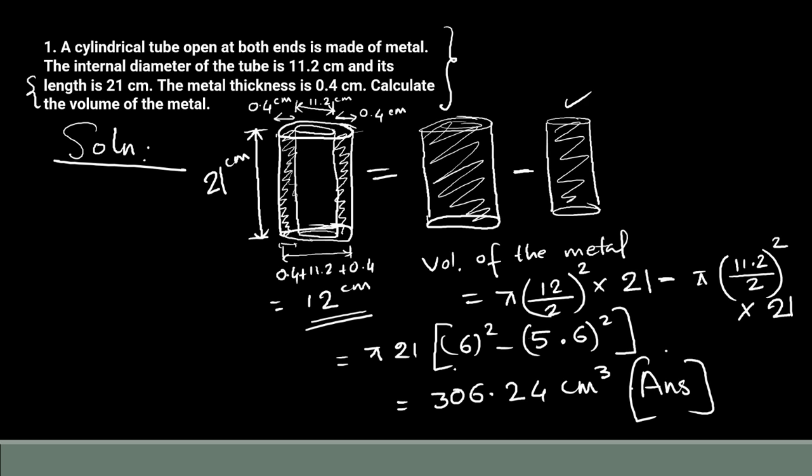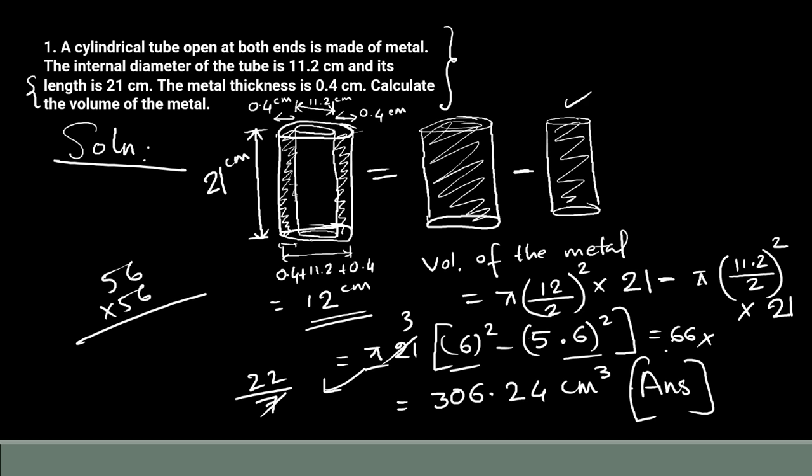Basically you have to just do 36 minus 5.6 times 5.6. Once you do, you will get a result, and you can use pi as 22 by 7. So the 7 and this 21 get cancelled, so this will be basically 66 times 36 minus whatever value you get. You can just put this value and do the multiplication, and you will get 306.24. Hope it's clear. Now let's move to the next problem.